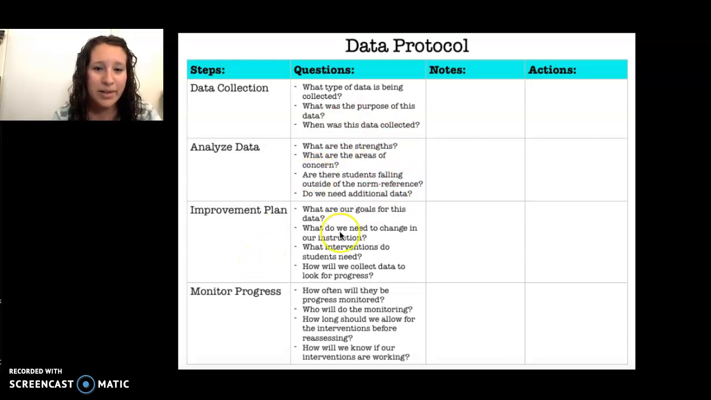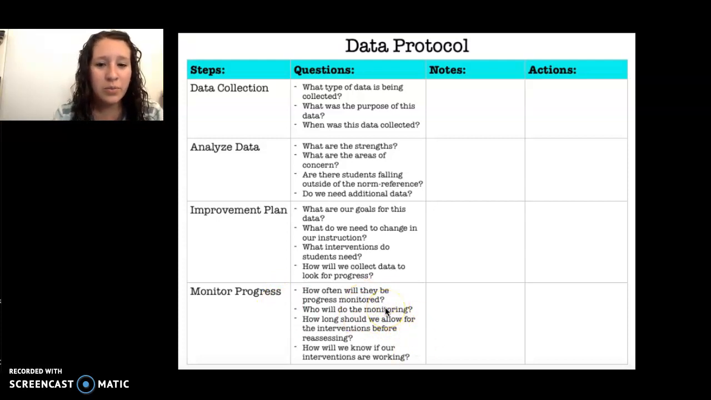Then the improvement plan. What are our goals for this data? What do we need to change in our instruction? What interventions do students need? How will we collect data to look for progress? And then the last step is to monitor the progress. Here are some questions for them to think about.